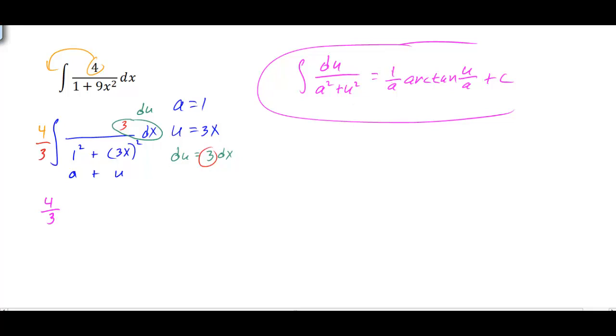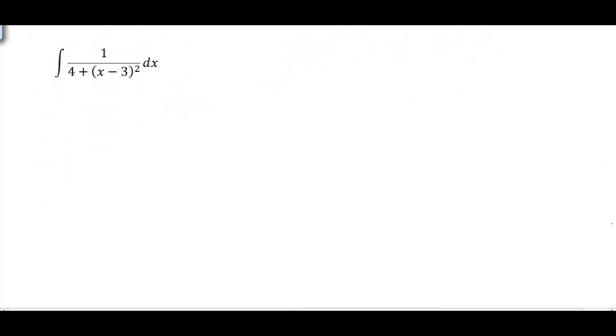And then that's multiplied by 1 over a. Well, a is 1, so that's 1 over 1, so 4/3 times 1 is 4/3. Then we have the arctangent of u over a, so that's 3x over 1, or simply 3x, plus c. So once again, once you're able to identify a, u, and du, the integration becomes fairly easy. All right, one last example, and again, try this on your own. I think you'll find this to be somewhat straightforward.